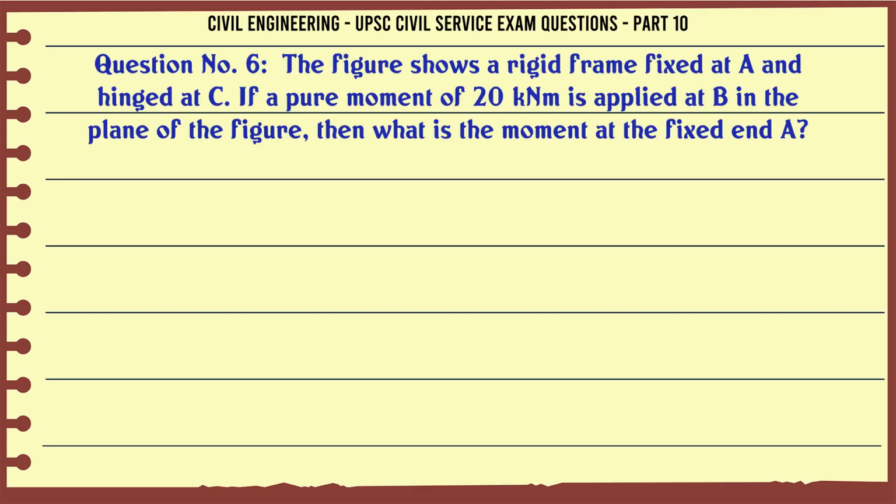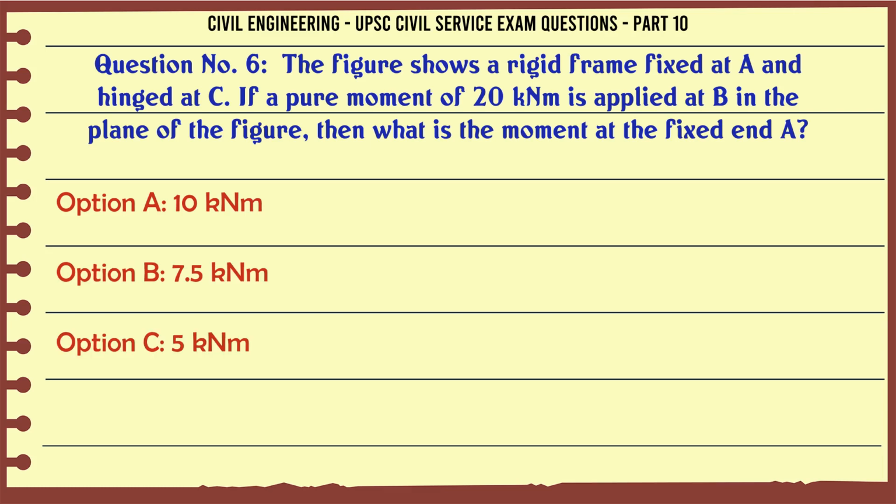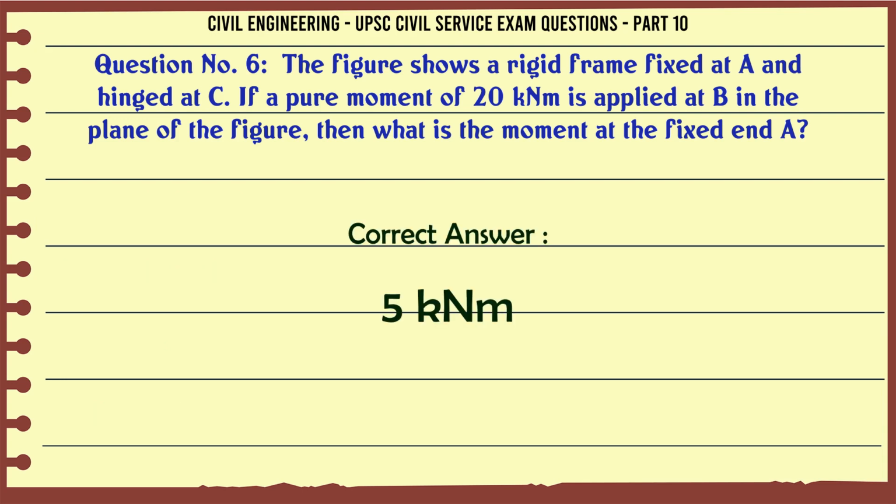The figure shows a rigid frame fixed at A and hinged at C. If a pure moment of 20 kN is applied at B in the plane of the figure, then what is the moment at the fixed end? A. 10 kN, B. 7.5 kN, C. 5 kN, D. 2.5 kN. The correct answer is 5 kN.